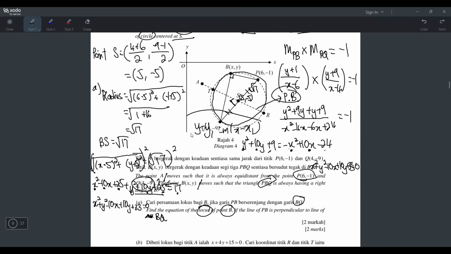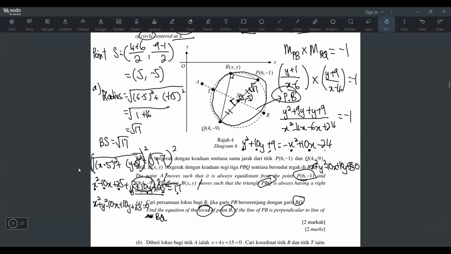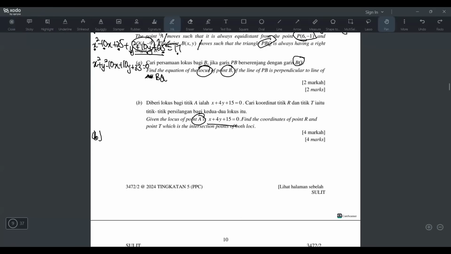Because this is a straight line, you can use this formula. For the gradient, you find the gradient of PQ first, and then you take -1 divided by the answer, because you want to get the gradient of the perpendicular bisector. And then for x1, y1, you take the midpoint, which is (5, -5), right? But you don't have to do all that because they already give it to you for free. The equation for the perpendicular bisector is this. They give you already: x plus 4y plus 15 equals 0.